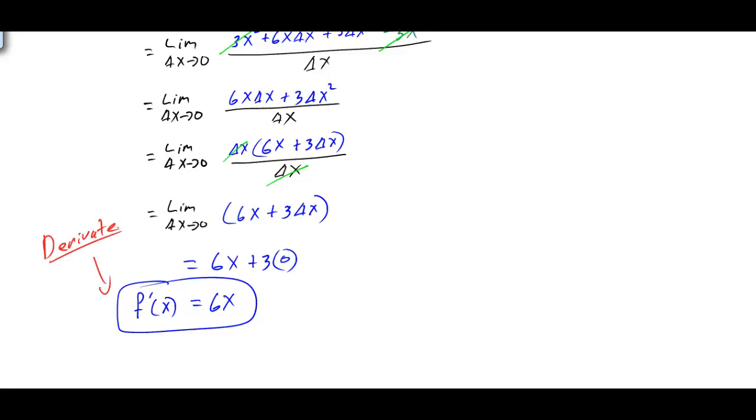Now, this derivative here, remember, this derivative will allow us to find the slope or the instantaneous rate of change at any point on the graph. So this here is going to give us the slope of the tangent line at any point x, y.